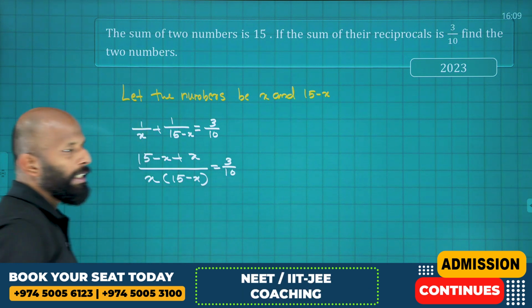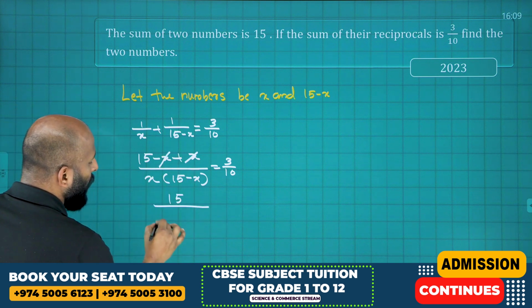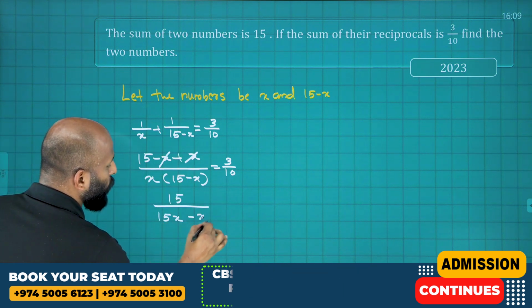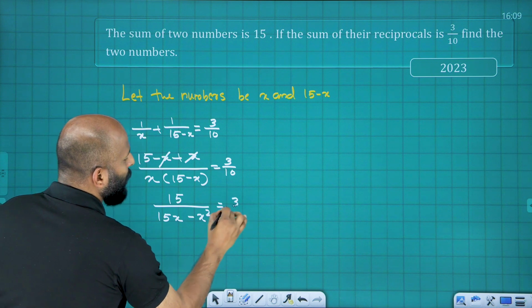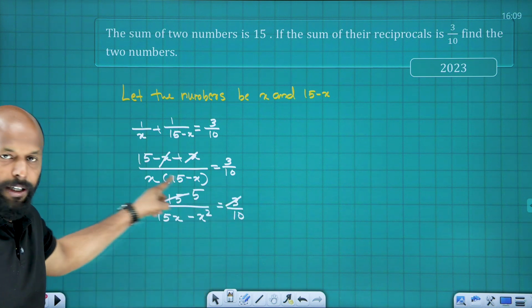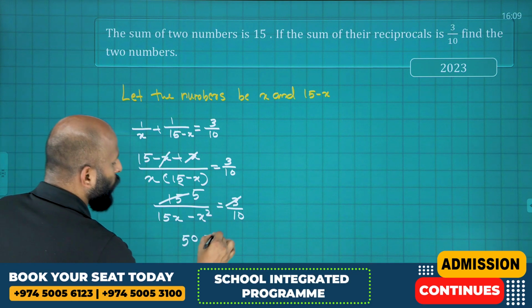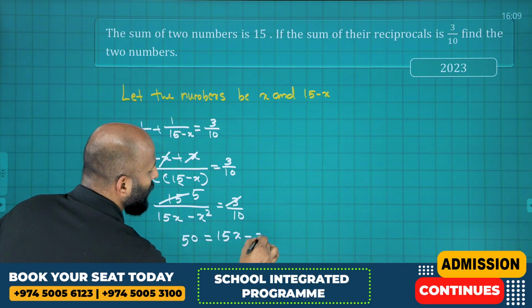That is equal to 3 by 10. Now x cancelled. You will get 15 divided by 15x minus x square is equal to 3 by 10. Now 3 and 15 cancel, you will get 5. So now again we can cross multiply: 10 into 5, that is equal to 50, then 1 into that will be 15x minus x square.